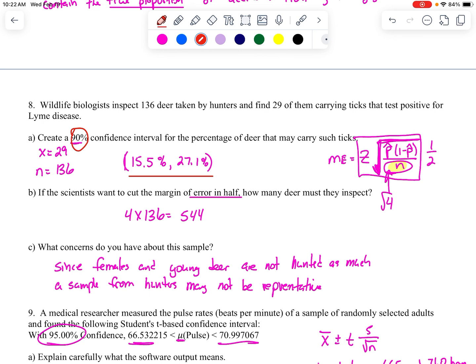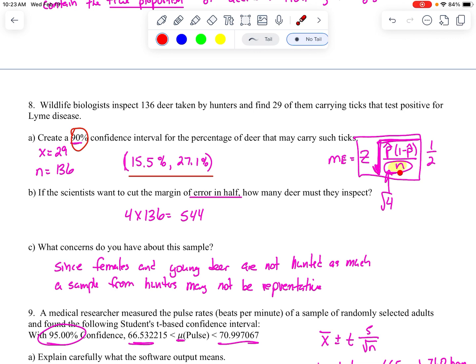So if we come over here again, it gets a little bit murky now that I've scribbled all over the notes, but what we're after here is my equation to find a margin of error. The margin of error is this critical value times the standard error, being p hat times 1 minus p hat, all over n. Now we are wanting to cut the margin of error in half.